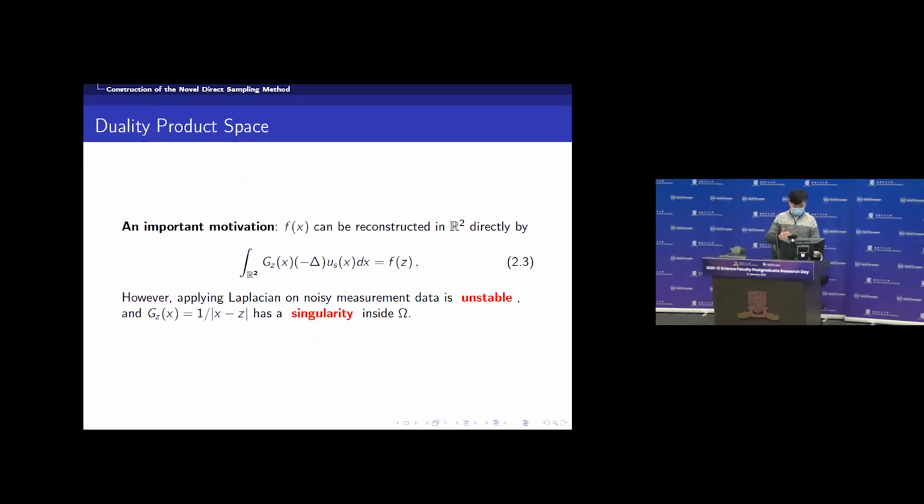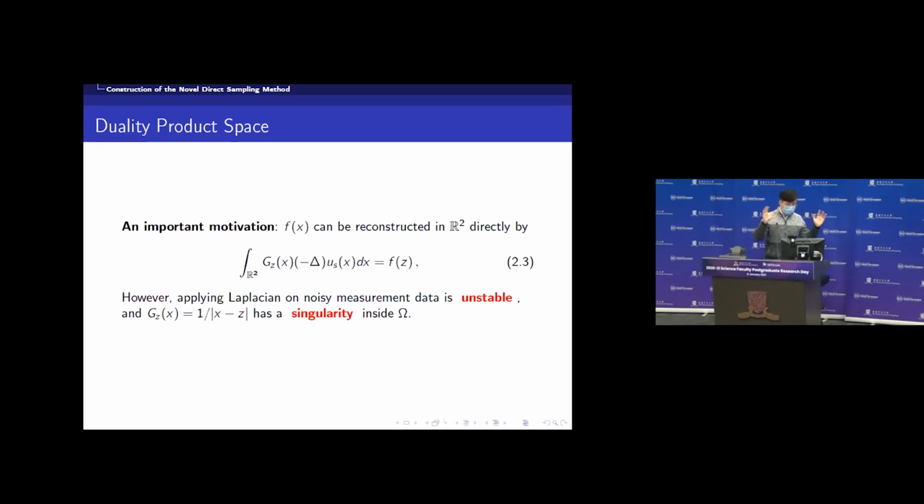Now, before I introduce what kind of derivative, what kind of coupling we would like to choose, I would like to present you some other motivation. Equation 2.3 is actually an exact inversion formula for the Radon transform for CT scanning. Although we can use this equation to recover the target function, there are two problems with this formula. The first problem is that we apply the Laplacian operator on the measurement data.